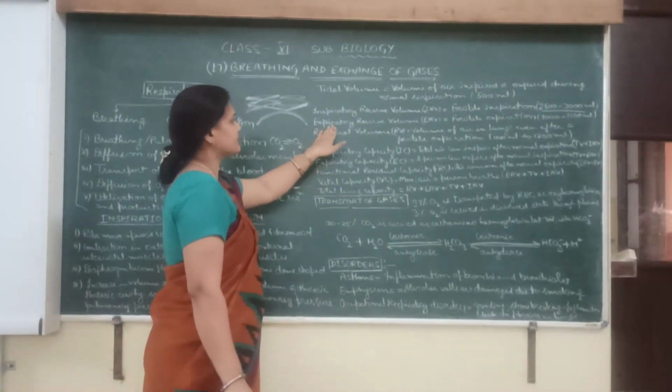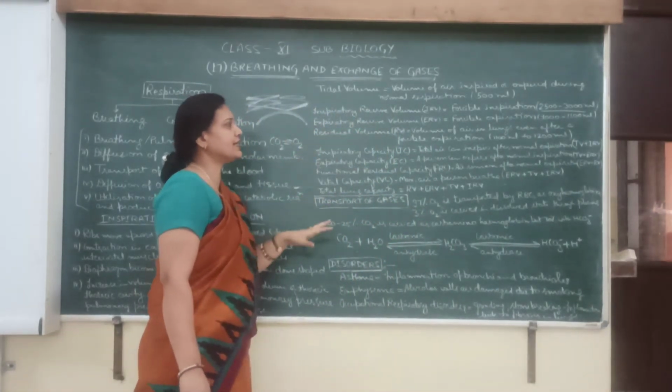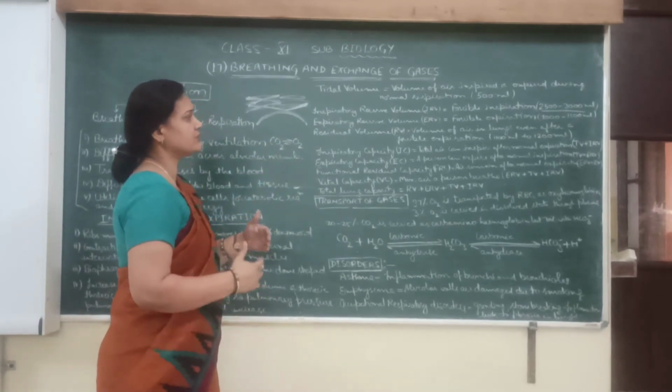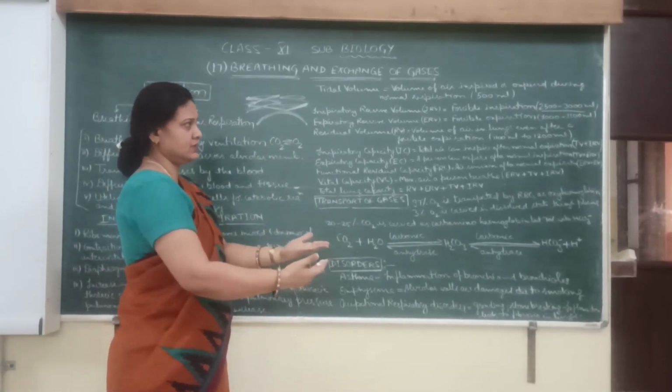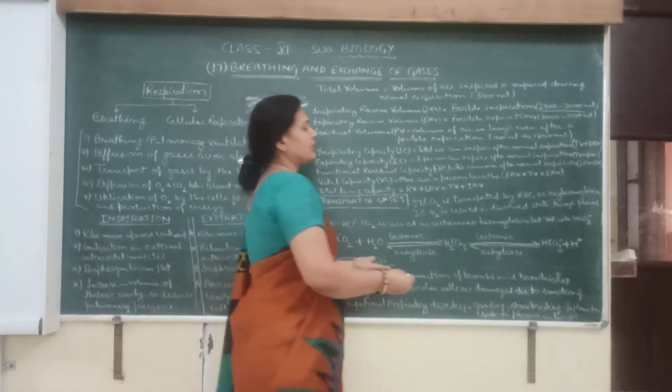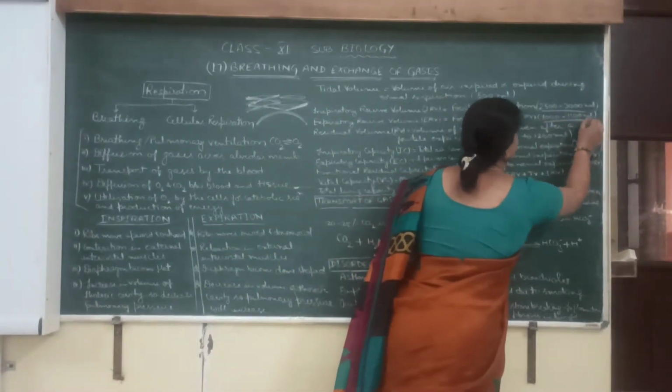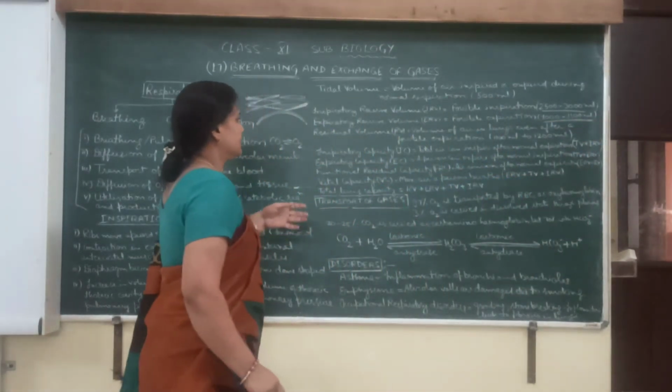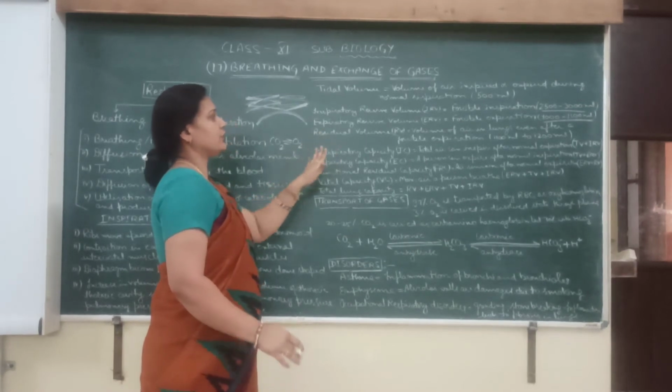The third one is expiratory reserve volume, ERV. Expiratory reserve volume is forcible expiration. Forcible expiration, it is only 1000 to 1100 ml. Then the next is residual volume.